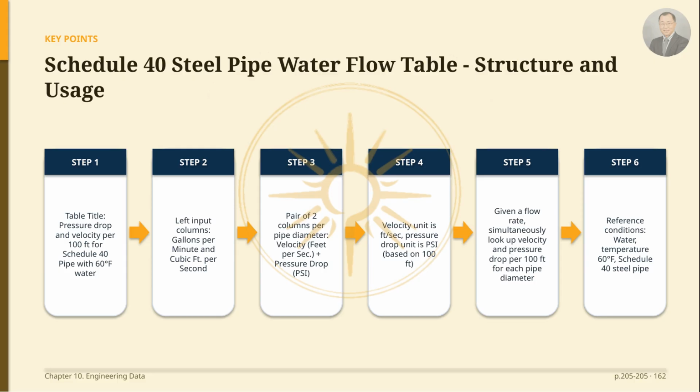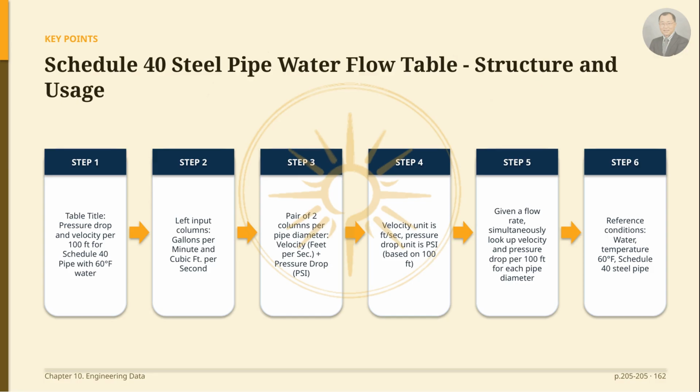Now, I would like to introduce one of the key tables in the Engineering Data chapter of the Control Valve Handbook, the table for the flow of water through Schedule 40 steel pipe. This table summarizes the pressure drop per 100 feet of pipe and the velocity for water at 60 degrees Fahrenheit across various pipe diameters. On the far left of the table, the input flow rates are listed side by side in 2 units, gallons per minute, GPM, and cubic feet per second, ft³/s.